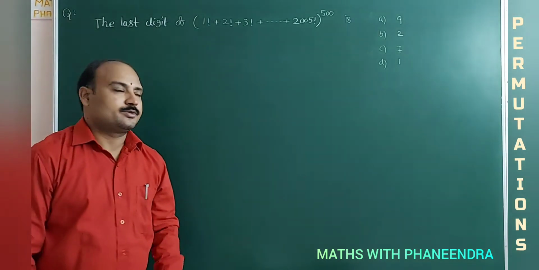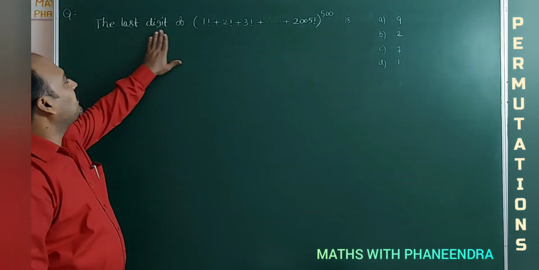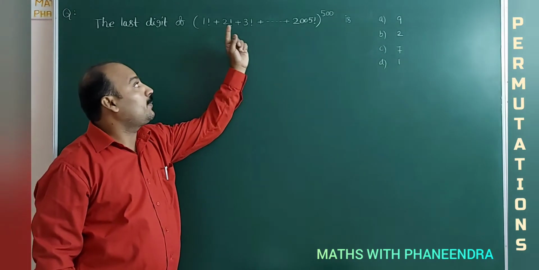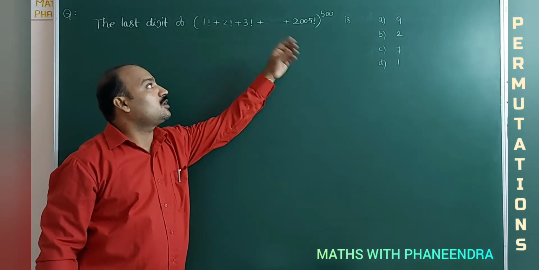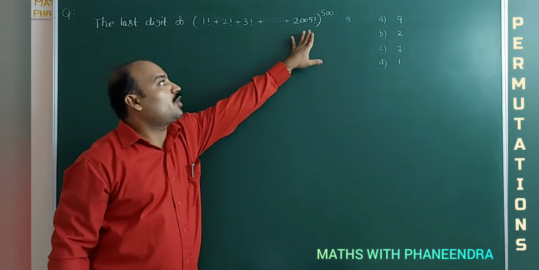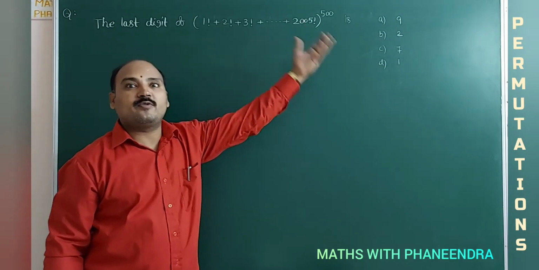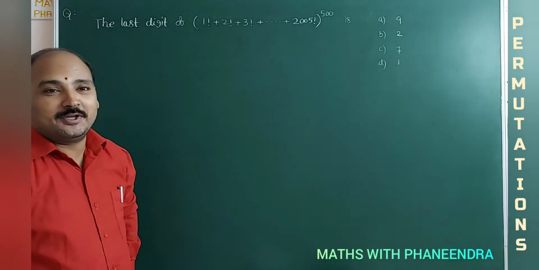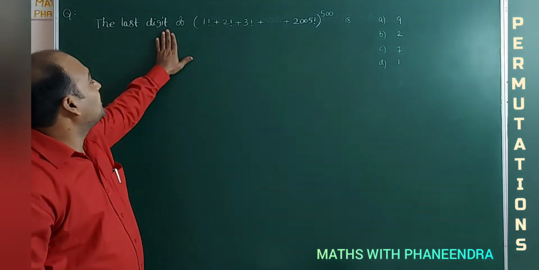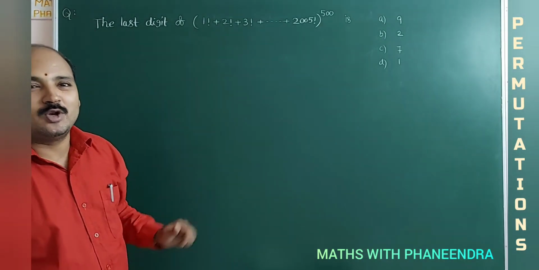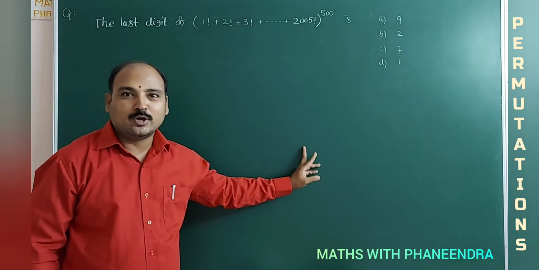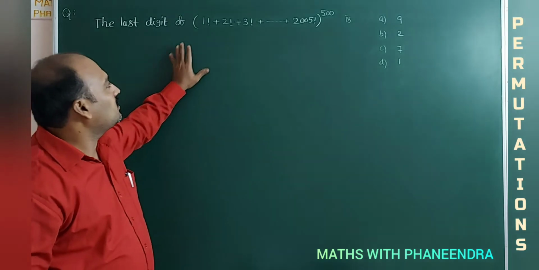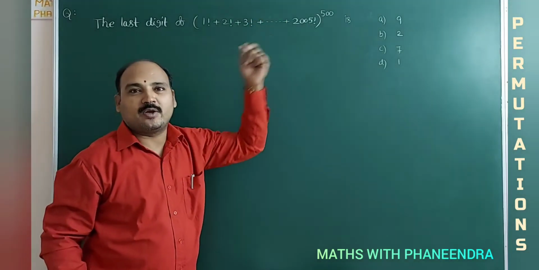The next question, dear students. The last digit of (1 factorial plus 2 factorial plus 3 factorial plus and so on up to 2005 factorial) whole power 500. Observe this carefully. The last digit, that means the unit place only. The last digit of a number means the unit place. So we are discussing the unit place of this number whole power 500.